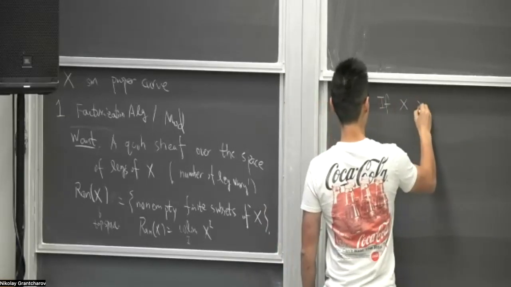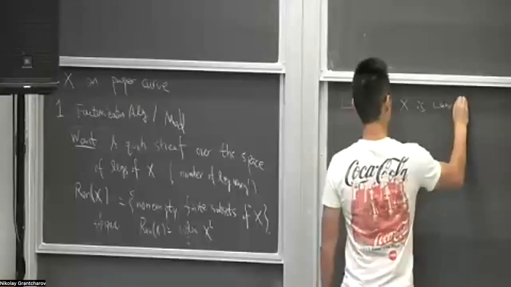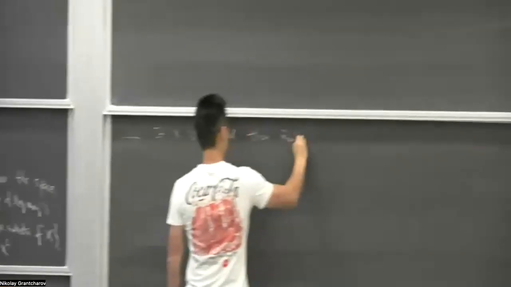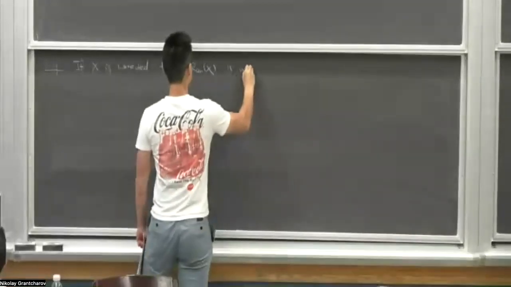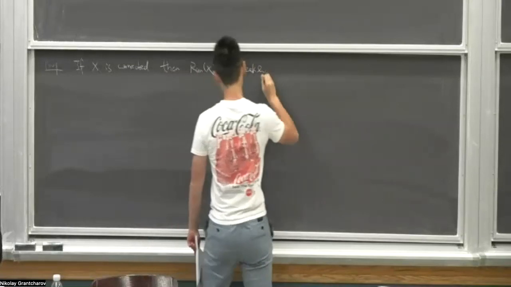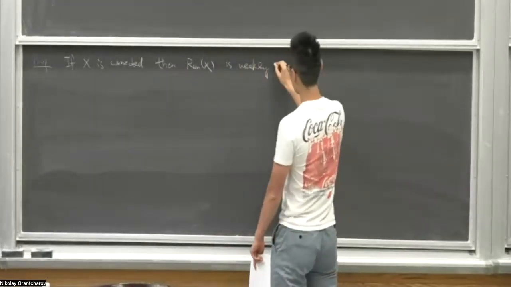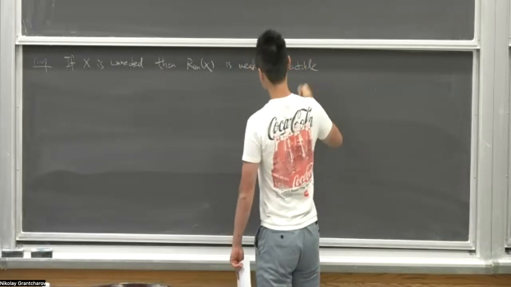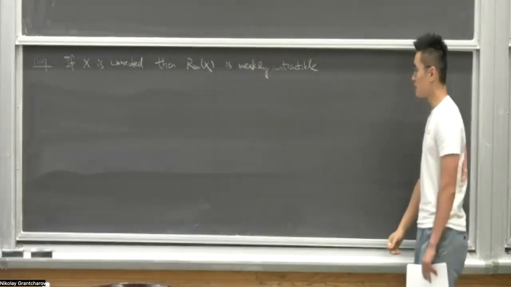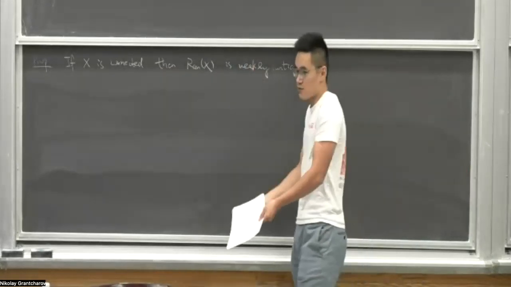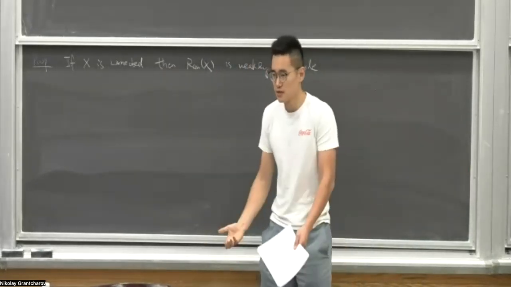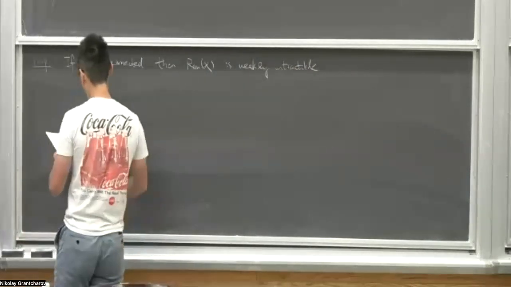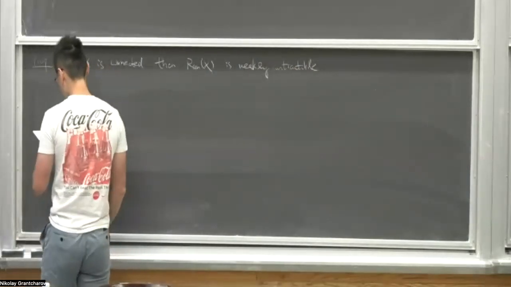And the property says that, well, if X is connected, then the Ran space is weakly contractible. What does weakly contractible mean? It just means all the homotopy groups are trivial. It's pretty easy to imagine: you have a finite collection of points, and you can move them around. Okay, so well, as long as X is connected.